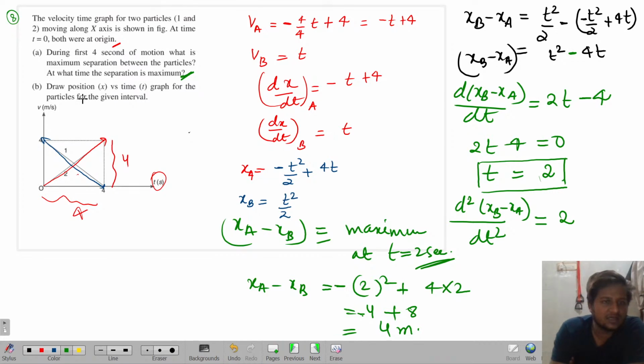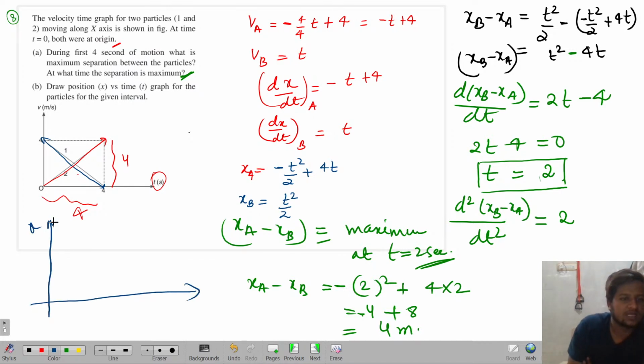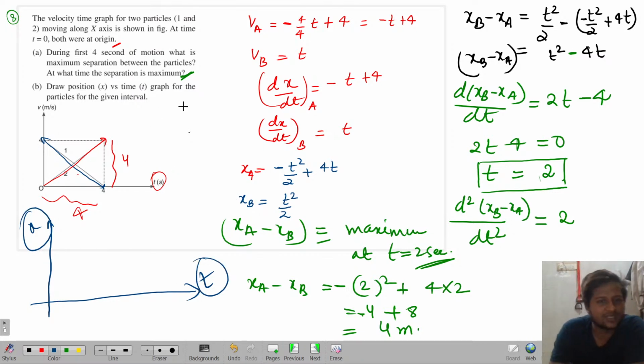Okay. Next, option B, what is it saying? Draw the position time graph for this particle. So you have to draw the position time graph. That is a question for you guys tomorrow. If all of you try to send the solution of this position time graph in the group, tomorrow I'll deal with this.